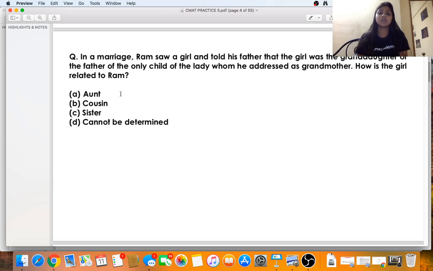Okay, that is, in a marriage, Ram saw a girl and told his father that the girl was the granddaughter of the father of the only child of the lady whom he addressed as grandmother. How is the girl related to Ram? What's the answer?